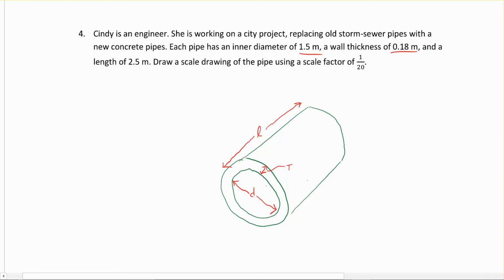So you're going to draw something like what I've drawn down here, this green tube. But your numbers are going to be different than these numbers now. They're going to be the ones that have a scale factor of 1 to 20. So just do what we've done before. Sketch out a diagram like this and label it with the new numbers, and you're done.